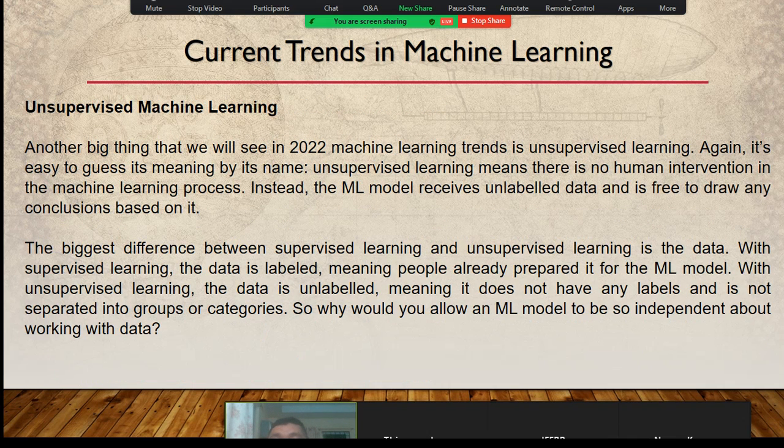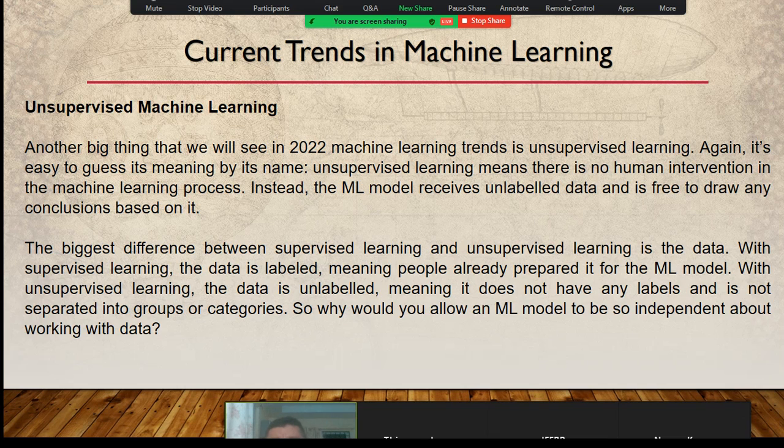So we have also here unsupervised machine learning. Another big thing, as we can see in 2022, is machine learning tends to be unsupervised learning. Again, it is easy to guess its meaning by its name. Unsupervised learning means there is no human intervention in the machine learning process. Instead, the ML model receives unlabeled data and it's free to draw any conclusion based on it.